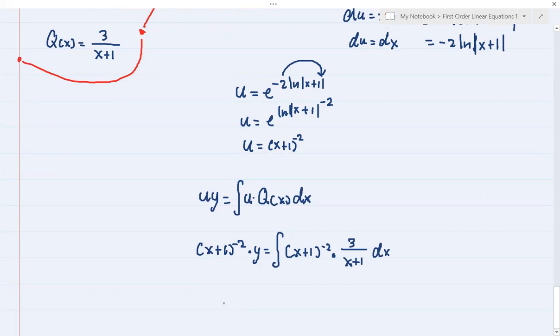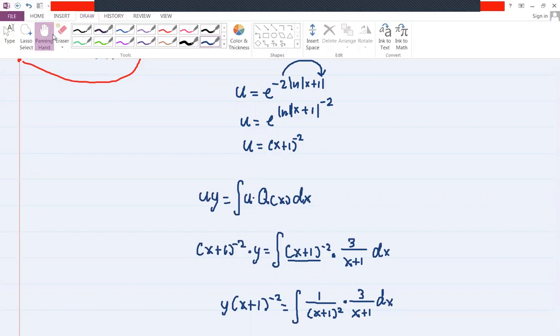So let's simplify. So here we will have y times the quantity (x plus 1) raised to -2 is equal to this one. I can actually combine this. I'll make this into a fraction. So this would be 1 all over (x plus 1) squared times 3 all over x plus 1.